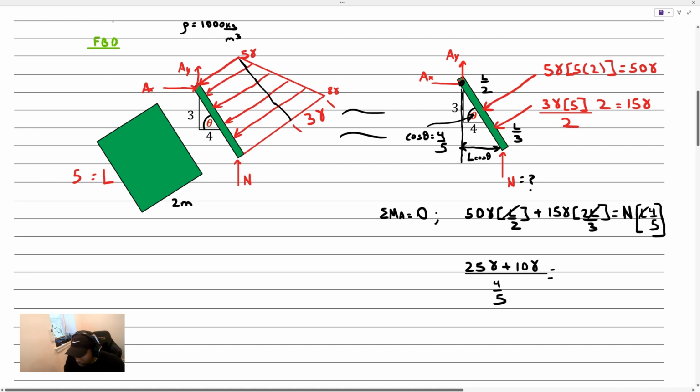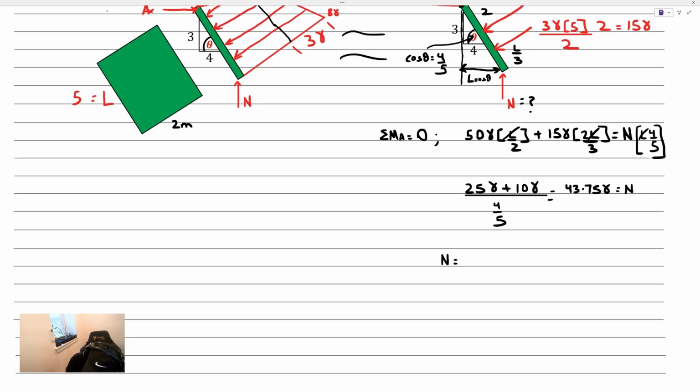This is equal to 35 divided by 0.8. That's 43.75 gamma. If we go ahead and plug in for this normal force, what is gamma equal to?